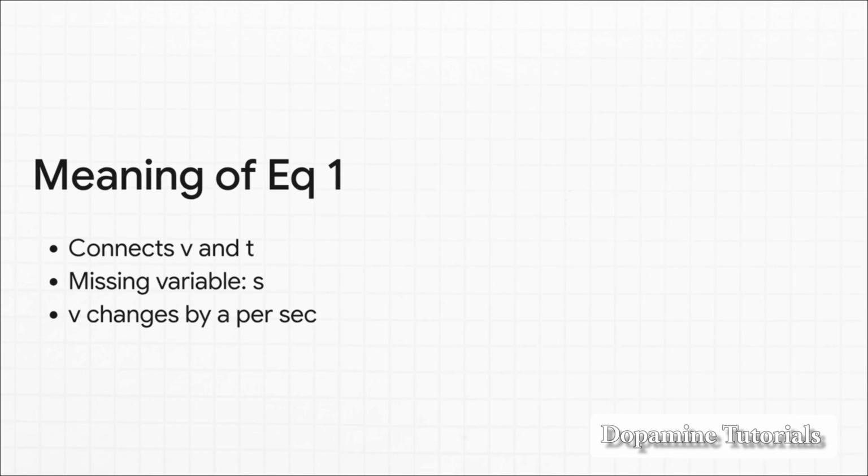So let's say you start from rest, 0 velocity, and you accelerate at 2 meters per second squared. After 5 seconds, you just do 2 times 5. You're going 10 meters per second. It tells us exactly how fast something is moving at any given tick of the clock.